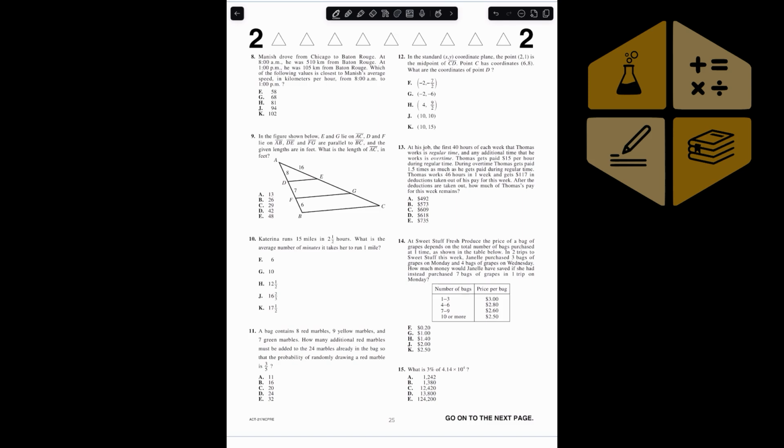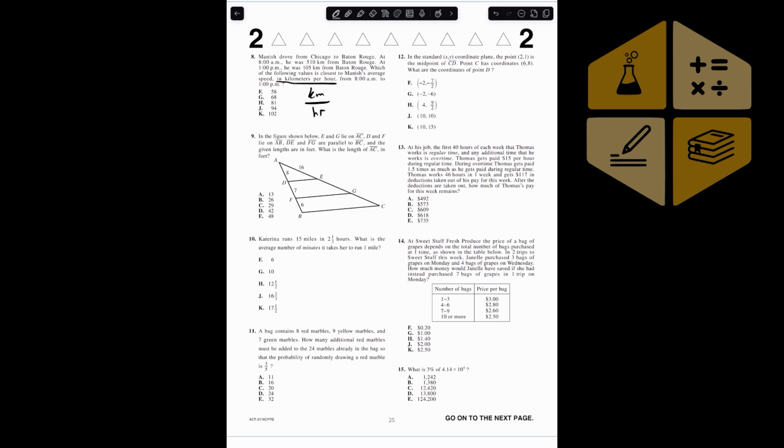At 8 a.m., he was 510 kilometers from Baton Rouge. At 1 p.m., he was 105 kilometers from Baton Rouge. Which of the following values is closest to Manish's average speed in kilometers per hour from 8 a.m. to 1 p.m.? Okay, so speed here, they tell us, is going to be in kilometers per hour. So I'm going to write it like this: kilometers over hour, kilometers per hour.